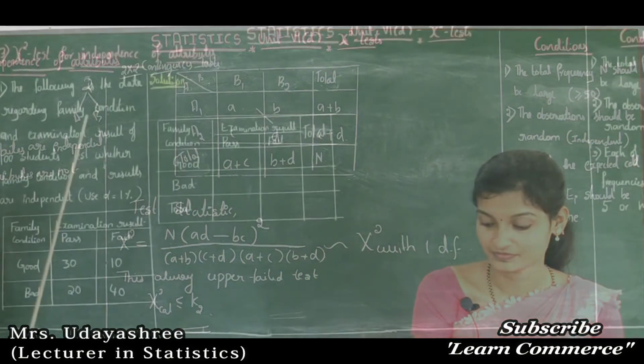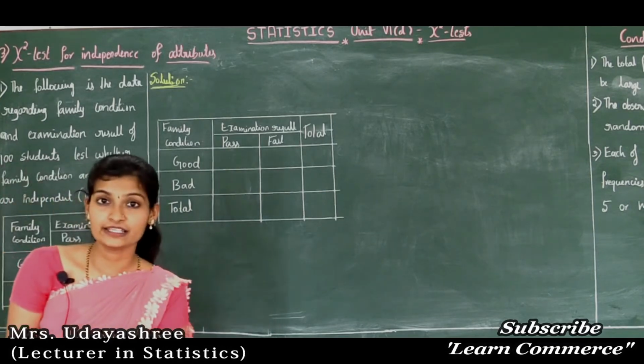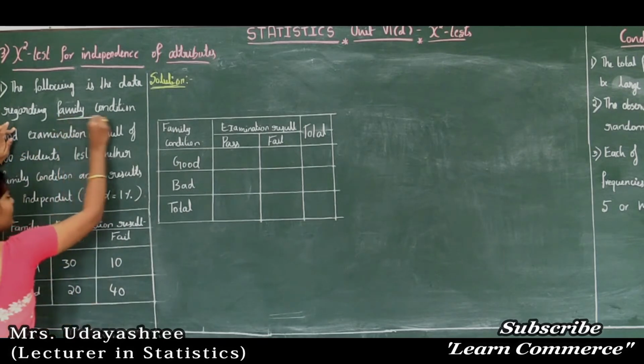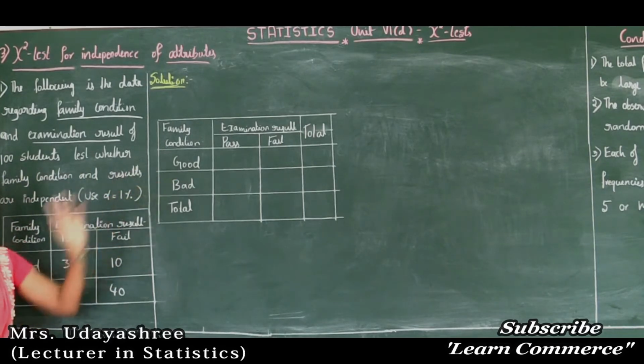Let's see the problem. Problem number 1: the following is the data regarding family condition and examination result of 100 students. Test whether family condition and result are independent, using alpha equal to 1%. The given information is family condition, good and bad, and examination result, pass and fail. What are the attributes given in the question? One is family condition, another one is examination result. Before solving this problem, let's see the conditions.